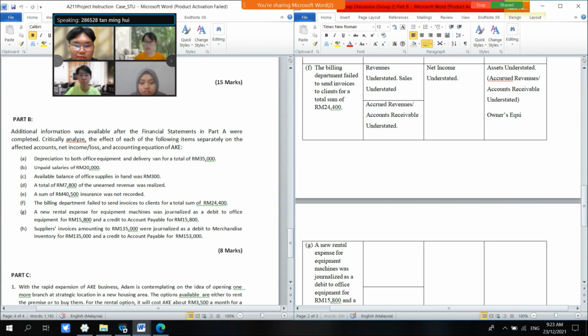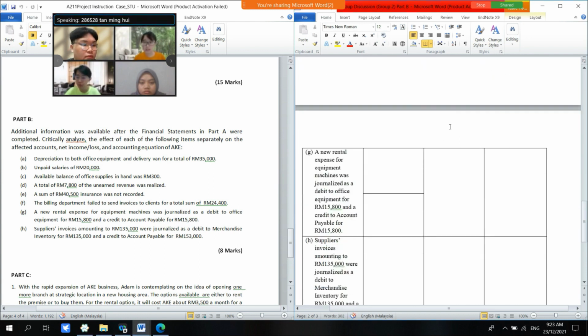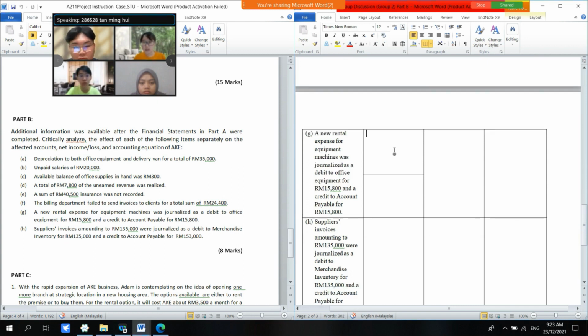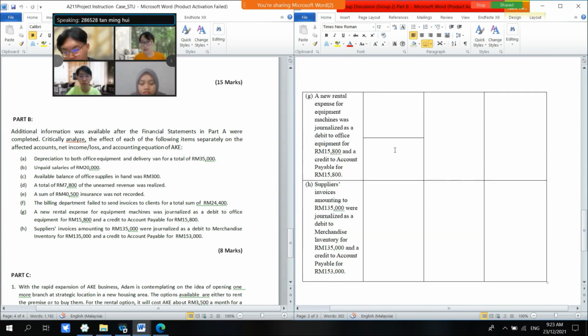For question G, a new rental expense for equipment merchandise was recorded as a debit to office equipment for 15,800 and a credit to accounts payable for 15,800. The effect is rental expenses understated and office equipment understated. I will pass to Han Xiang.